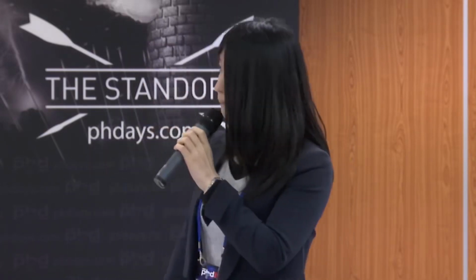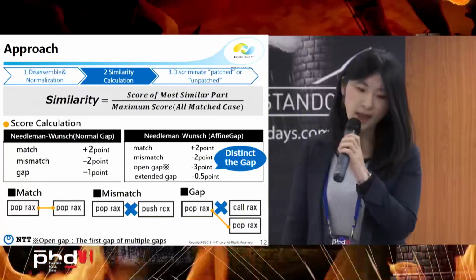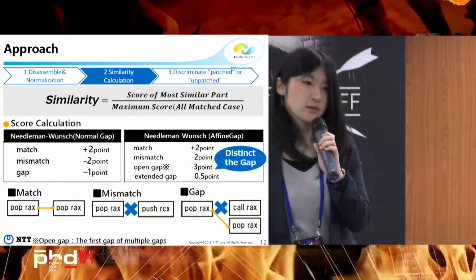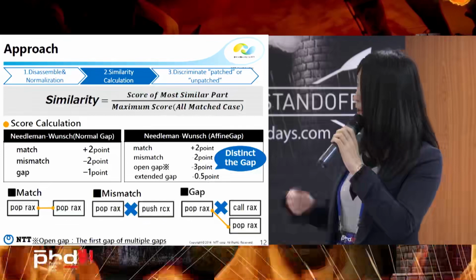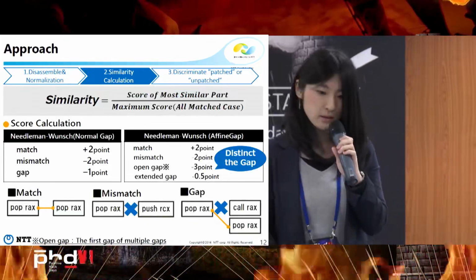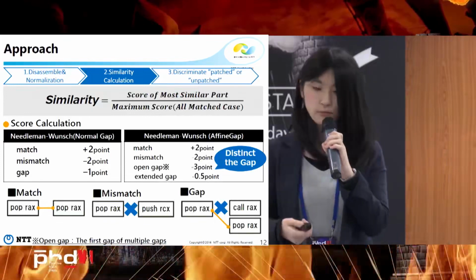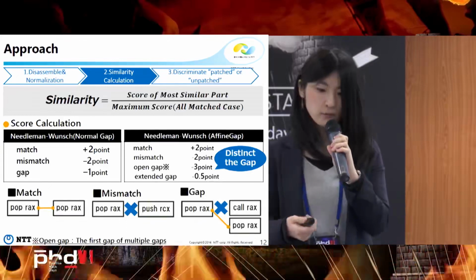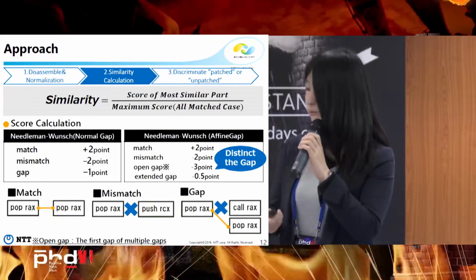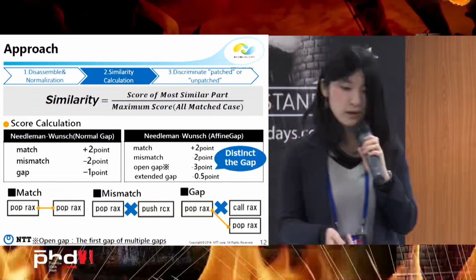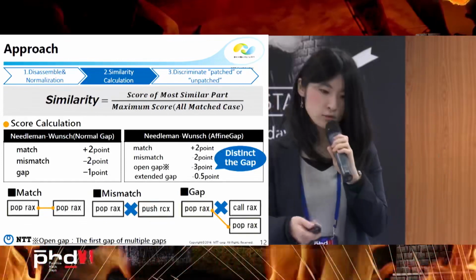So next, for the affine gap, it calculates the match case, mismatch case, open gap case, and extended gap case. The open gap means the first gap of multiple gaps, and an extended gap is all the gaps except the open gap. For the score calculation, a match is +2 points, a mismatch is -2 points, an open gap is -3 points, and an extended gap is -0.5 points. These points can be set manually, but in most cases it uses these scores.